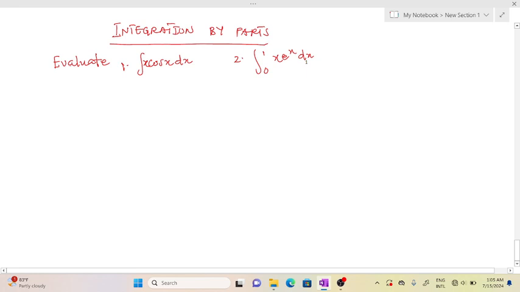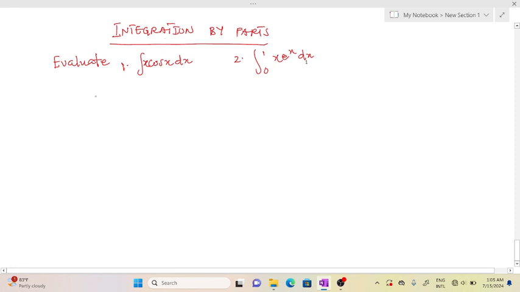In this video, I'm going to take you through integration by parts. In our previous lessons, we've done integration by substitution and by partial fractions. Under integration by parts, I have two problems here for us to solve. First of all, let's see what the whole concept of integration by parts is.